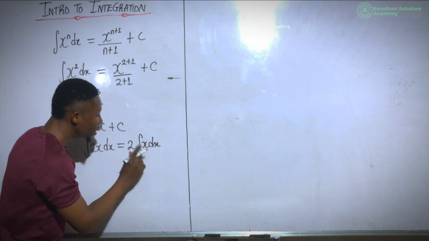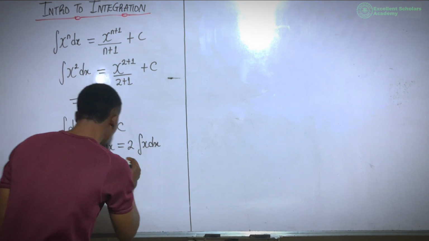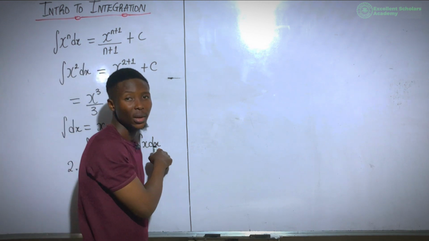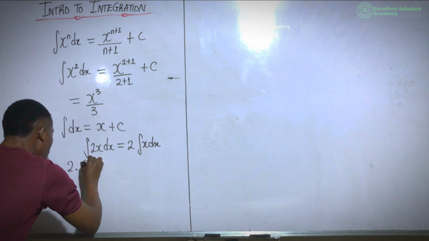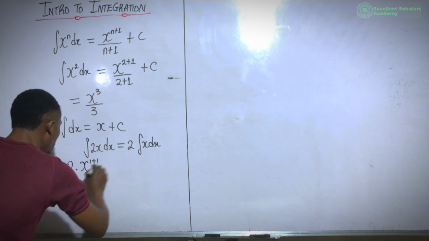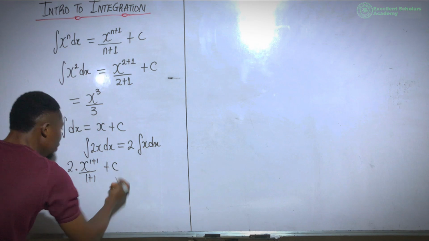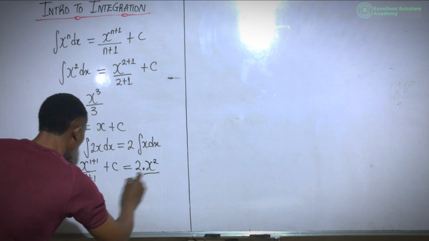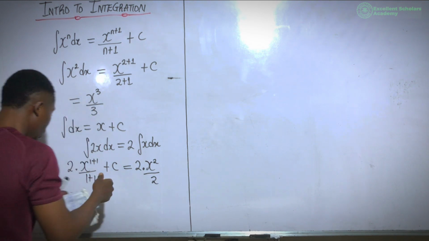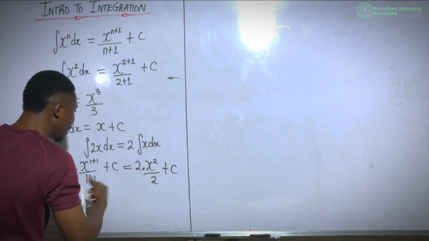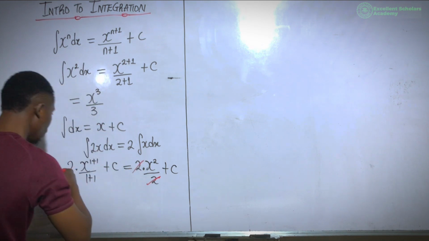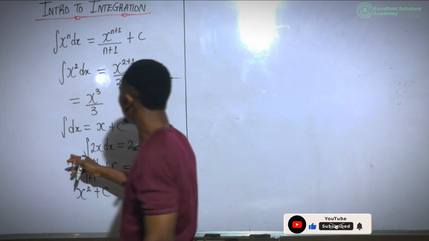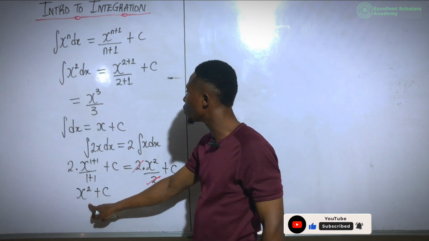Okay, now there's an invisible 1 on x here, so this becomes 2 times, we are going to integrate this now, so integrating x with respect to dx becomes x to the power of 1 plus 1, because like I said, there's an invisible 1 here, over the same 1 plus 1 plus your constant of integration. So now it becomes 2 times x to the power of 2 over 2, plus your constant of integration. Now you can clearly see that these 2 can take away these 2, and then it becomes x squared plus c. So the integration of 2x gives us x squared.